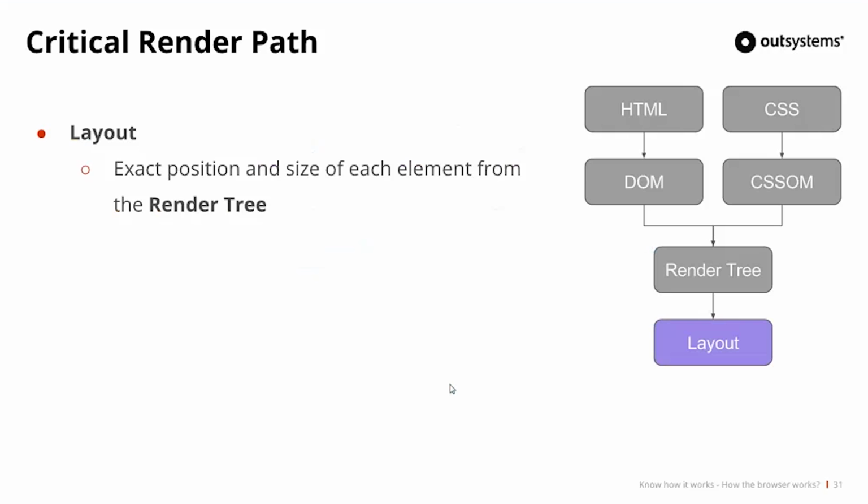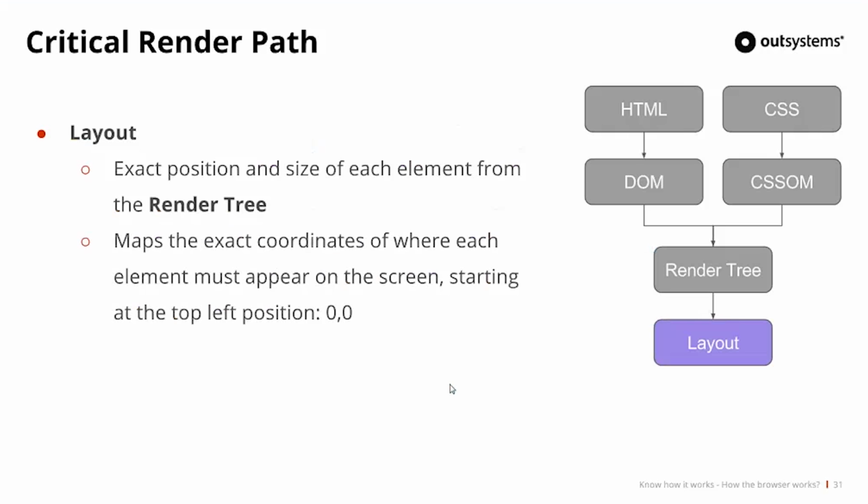After that, we'll have the layout. The layout is the exact position of each element of the render tree. Then these positions, they are just coordinates, and we'll see the rendering. After that, we'll see rendering in the page. So it is more like a data model of coordinates to render to the screen after this process.